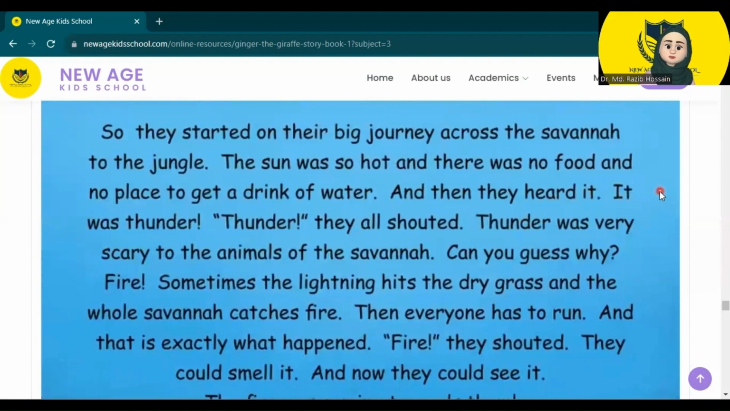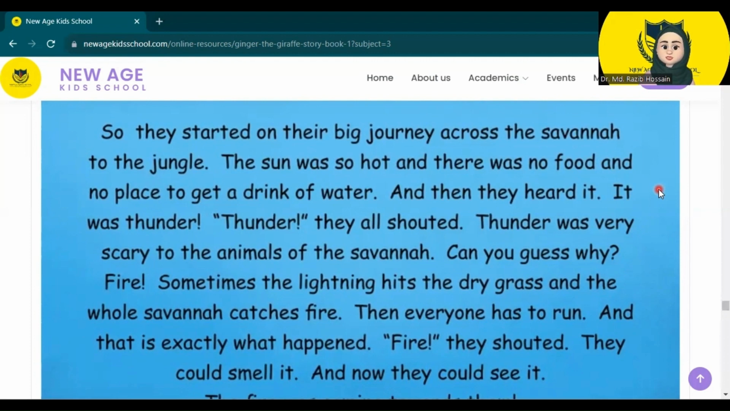In this para, we saw that they started their big journey from the savannah to the jungle. But the sun was very hot. It was so bright and shiny, and there was no food and water to drink. And at that moment, they heard thunder, and they all shouted because they were scared of fire. Whenever there is thunder, sometimes the lightning hits the dry grass and the savannah catches fire. That is what everyone was scared of.